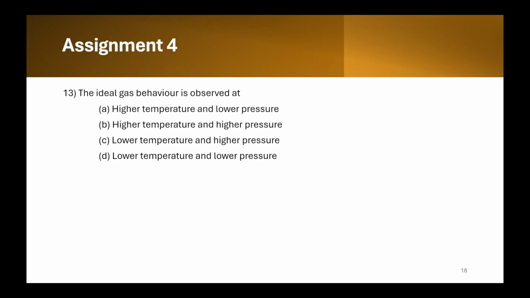Next question. Ideal gas behavior is observed at, so we have discussed this just now. Lower pressure, higher temperature. Yes, correct, option A. I've given you the explanation that at higher temperatures, the intermolecular attractions are insignificant. The same goes for lower pressure. So the correct answer is higher temperature and lower pressure.